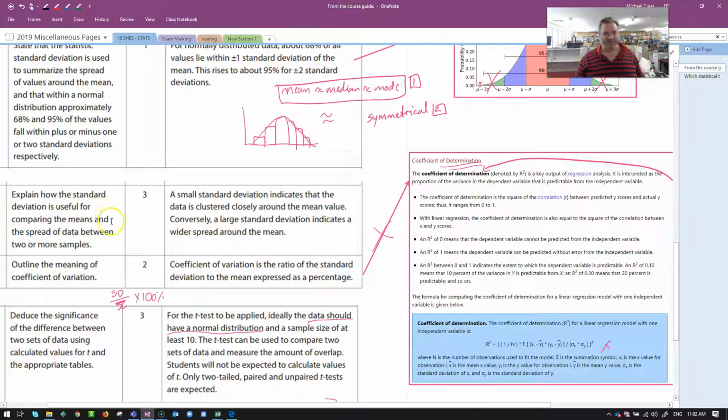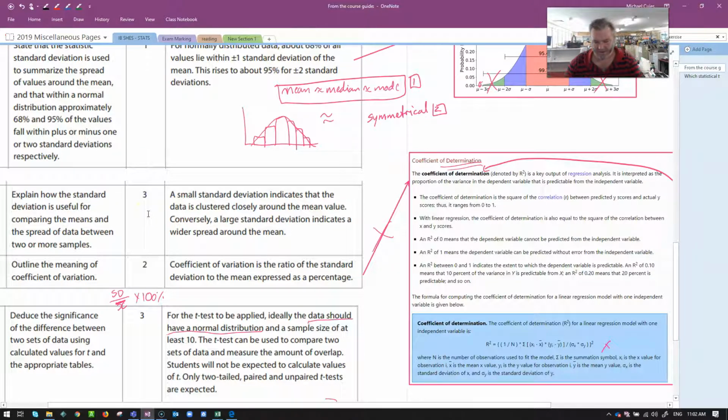Explain how it's useful for comparing means and the spread of data between 2 or more samples. So small standard deviation, smaller variation, large standard deviation, greater variation. So it depends on what you're looking for as to what might be a better situation. If you're looking for consistency of performance from athletes, for instance, maybe you want to get that standard deviation smaller and have a high average. Whereas if you have a high average but more spread out data, well, then you've got less consistent performance, but you have some performing at a higher standard, but also some in that group performing at a lower standard than the other group, which had a smaller standard deviation, so therefore less spread out.